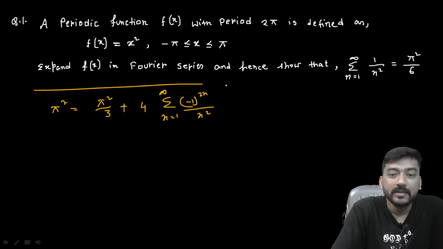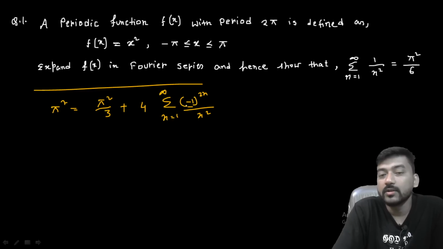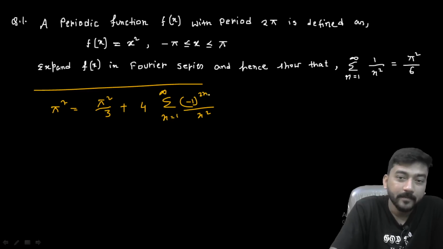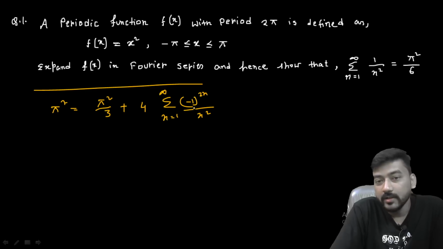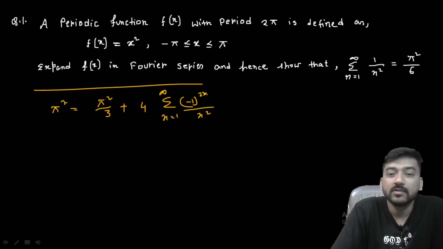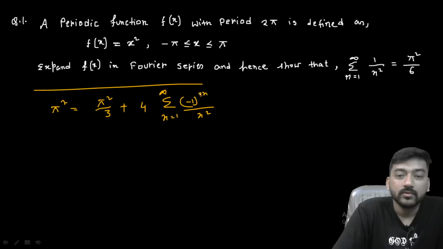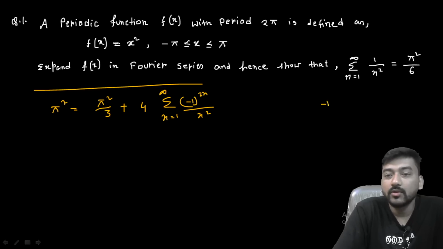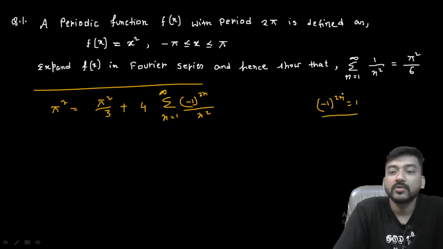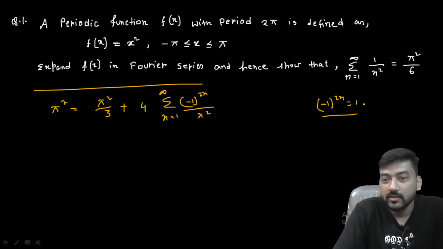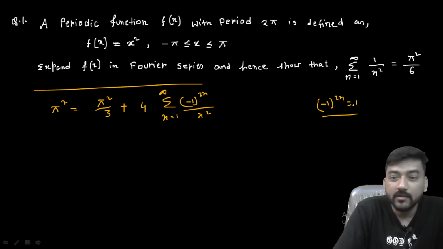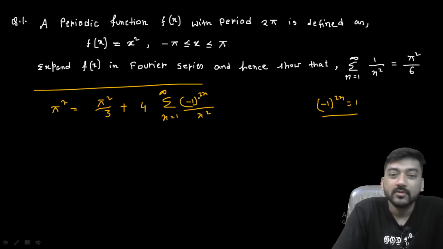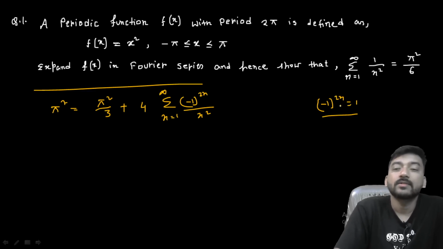We need this series actually, summation 1 by n square, because this is minus 1 whole to the power 2n. If you put n equal to 1, 2, 3, 4, it will always be an even term, and an even term will always give plus. So we can write this as 1, because minus 1 whole to the power 2n is always 1. If this were an odd term it would be minus 1, but here there is no option of getting odd terms because it is 2n. So this will be just summation 1 upon n square.